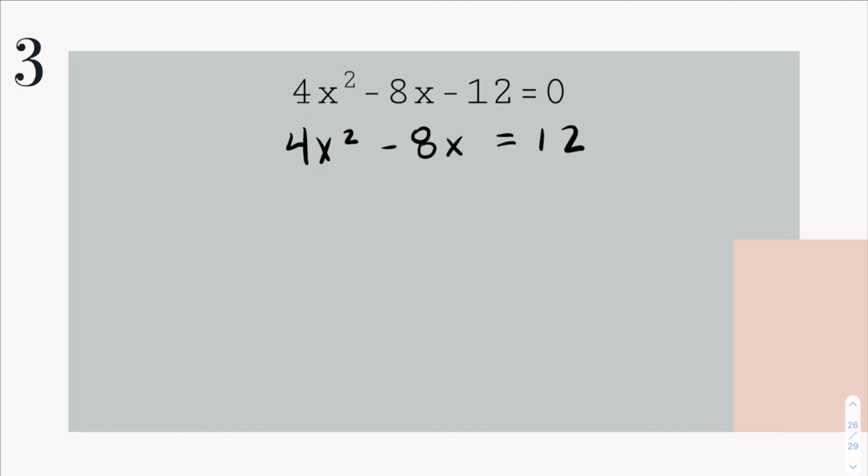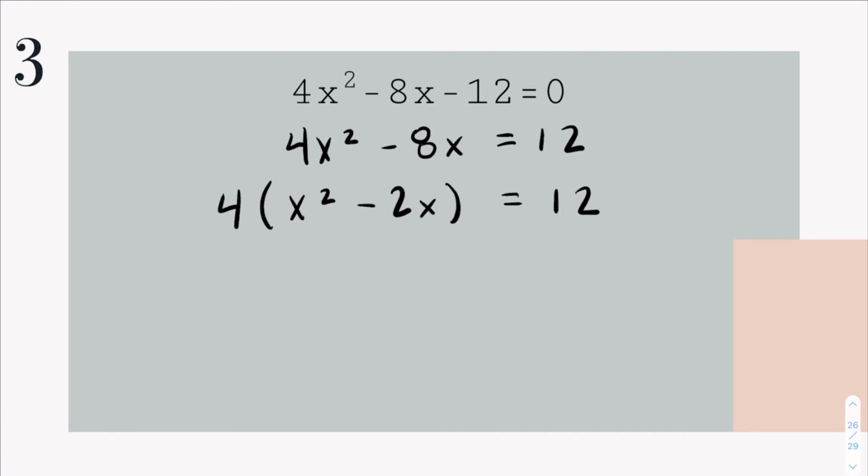Because a is 4, we're going to factor 4 out of our left-hand side. The reason why I like to move my 12 over is to avoid making the mistake of factoring the 4 out of the constant term. We only factor 4, or the a value, out of our quadratic and linear terms. So that should be 2.